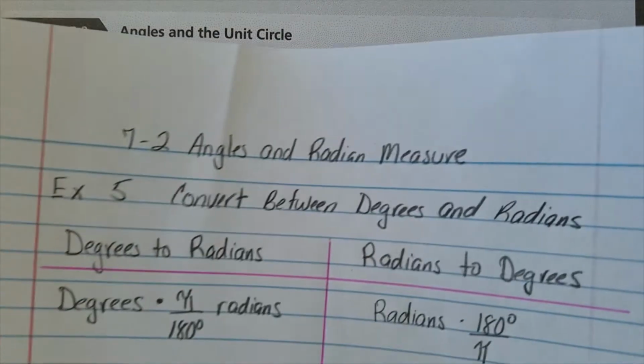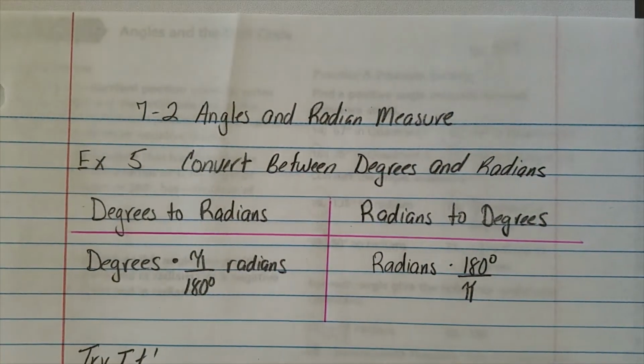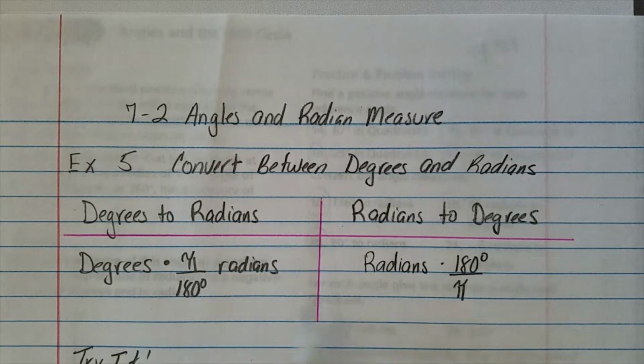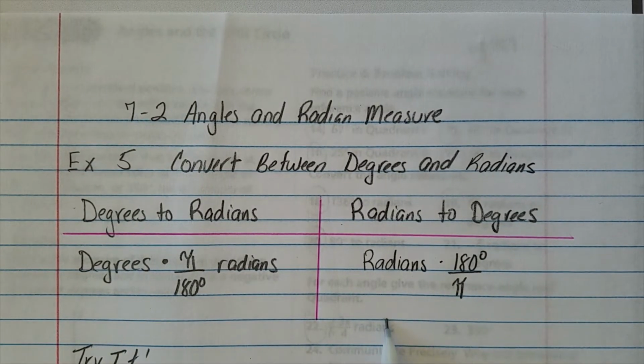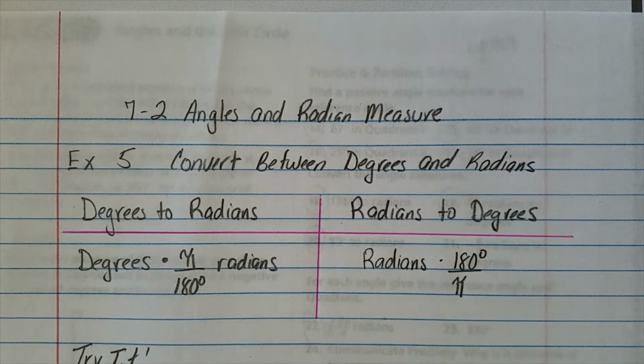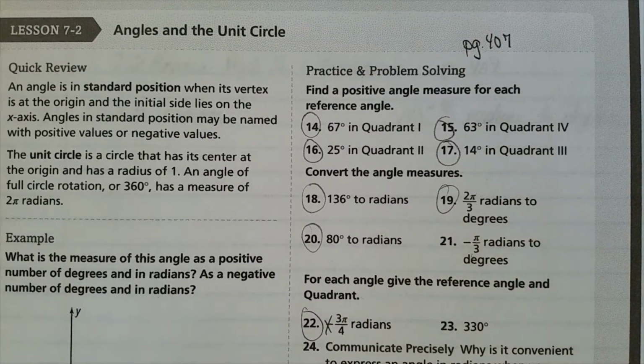So here we go. These were the notes that you should have taken from 7-2, and again, if you don't have these formulas or these conversions in your notes, go ahead, pause the video, jot them down. Again, you can use this on your test. Let's go ahead and do some.